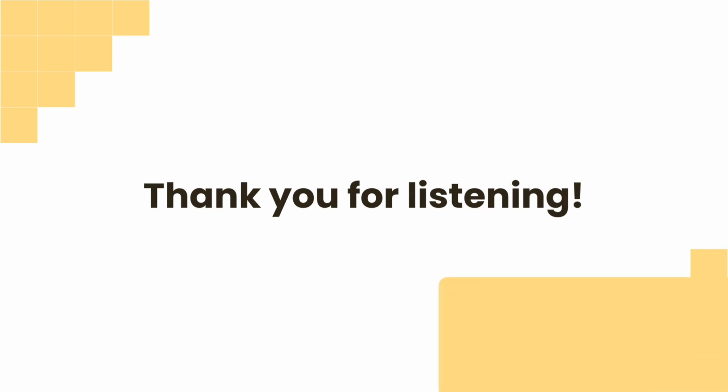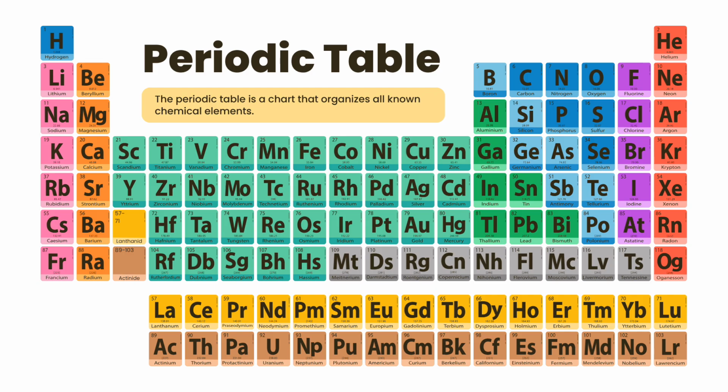At the bottom of the periodic table, we find 2 special rows called lanthanides and actinides. These elements are placed separately to keep the table compact. Many of these elements are used in electronics, nuclear energy, and advanced technologies.